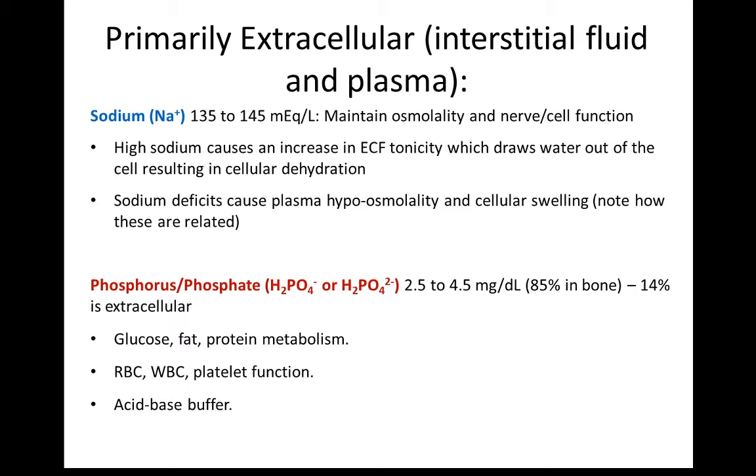Phosphorus is also an important extracellular ion. We need adequate phosphorus for glucose, fat, and protein metabolism, for high-functioning red blood cells, white blood cells, and platelets. And phosphorus also functions as an acid-base buffer.